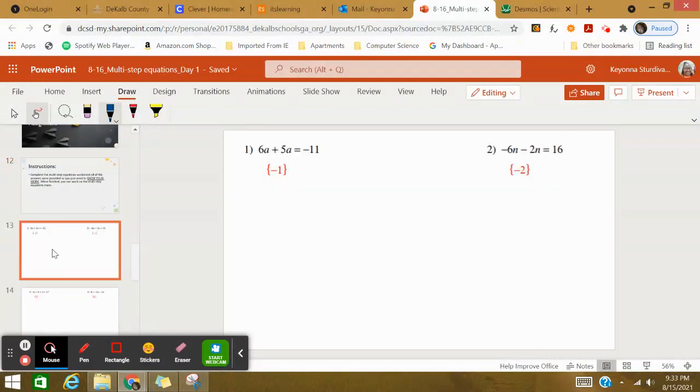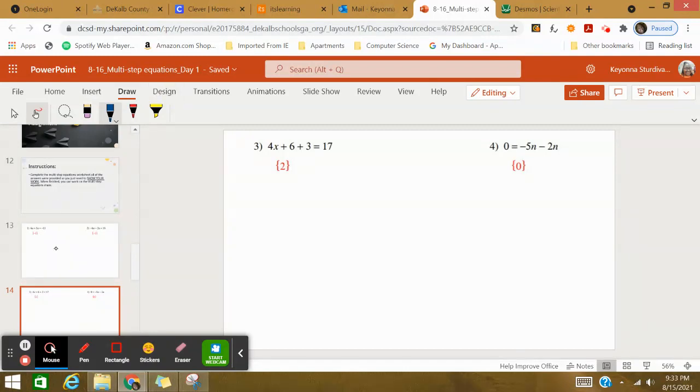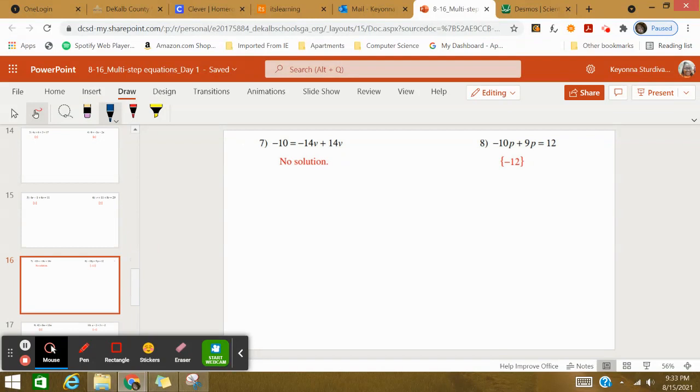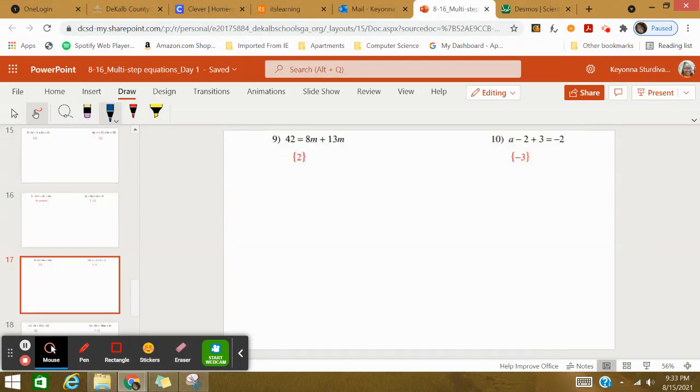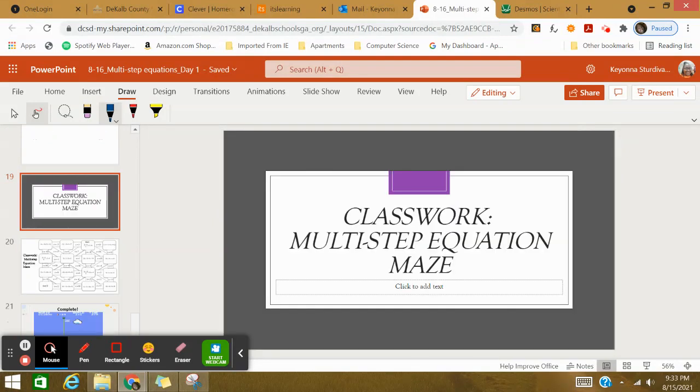So if you're doing the work online, again, it should look similar to this page that I'm showing on this recording. But if you're doing the work online, you would just use the draw tab. Again, the draw tab is up here at the top, and you can just write your answers in directly from the screen. And again, I've already provided you with the answers. You have about 20 questions. All you have to do is go through and show your work.